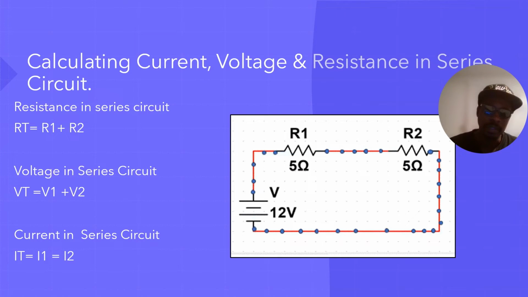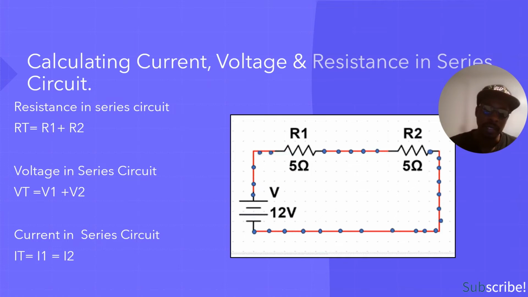Voltage within the series circuit is the sum of the voltage drop across each resistor, R1 and R2, right? And that will be equal to the total voltage. So Vt is equal to V1 plus V2, and V1 represents R1 and V2 represents R2.